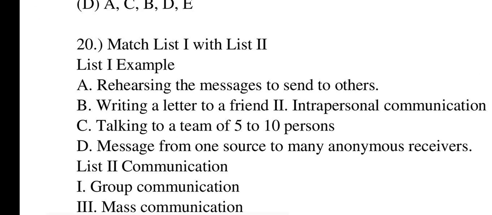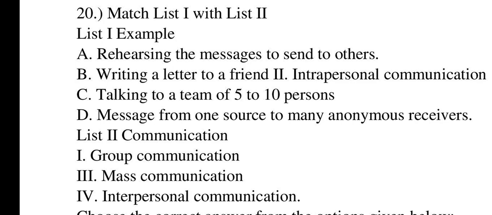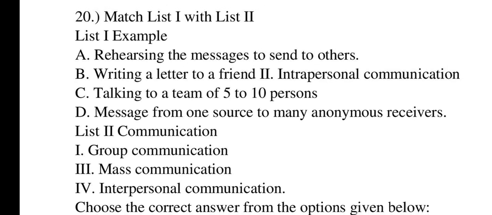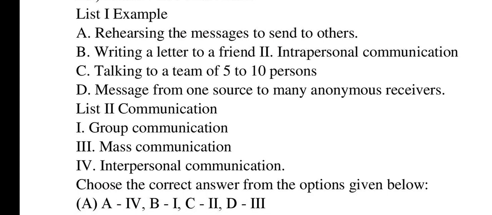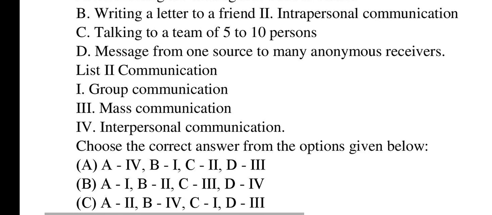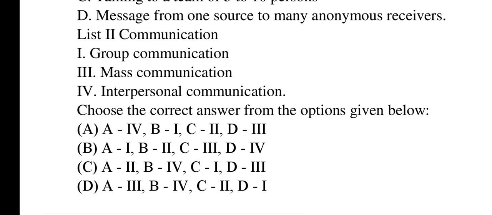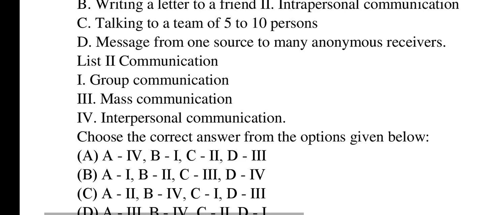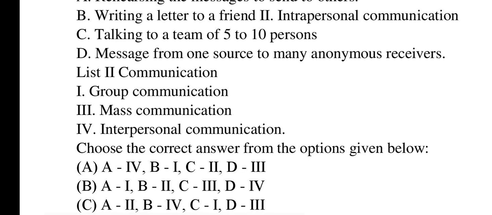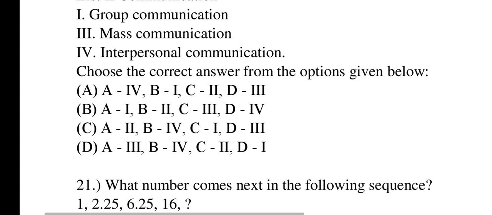20 says match list 1 with list 2. In list 1 we have examples A, B, C, D. A: rehearsing the message to send to others. B says writing a letter to a friend. C says talking to a team of 5 to 10 persons. D says a message from one source to many anonymous receivers. In list 2, we have communication types: 1 says group communication, 2 is intrapersonal communication, 3 was mass communication, 4 was interpersonal communication.